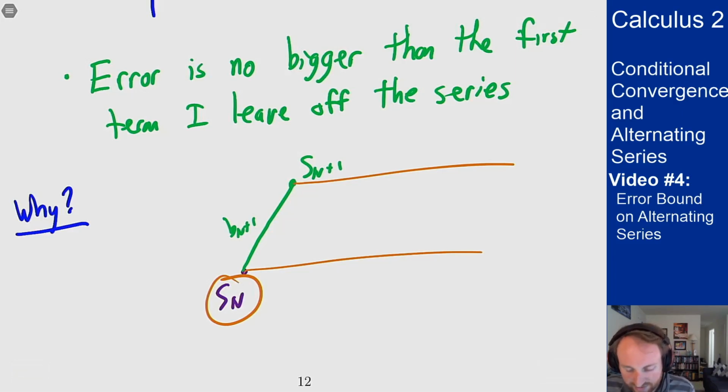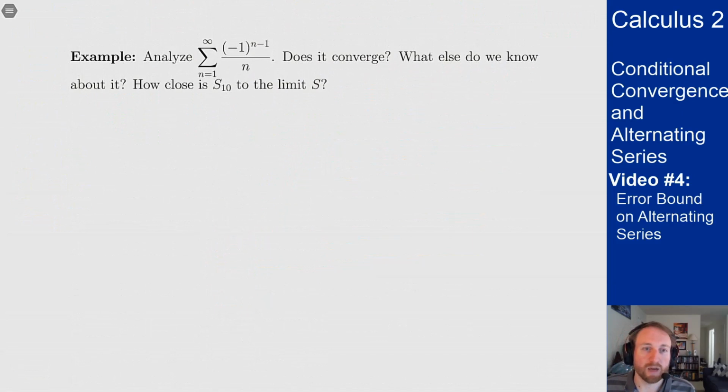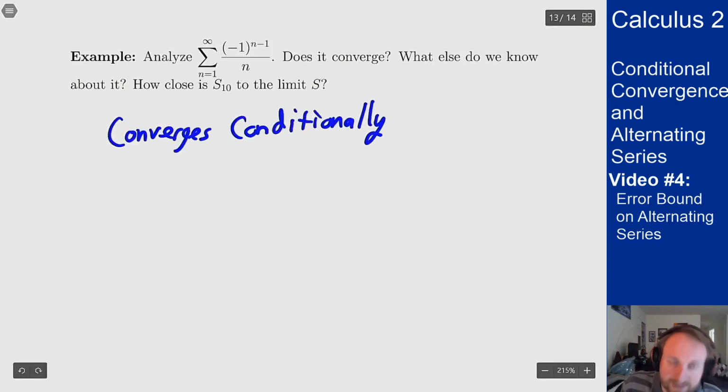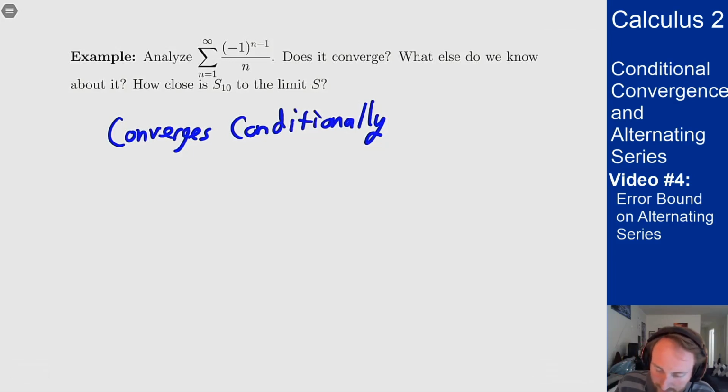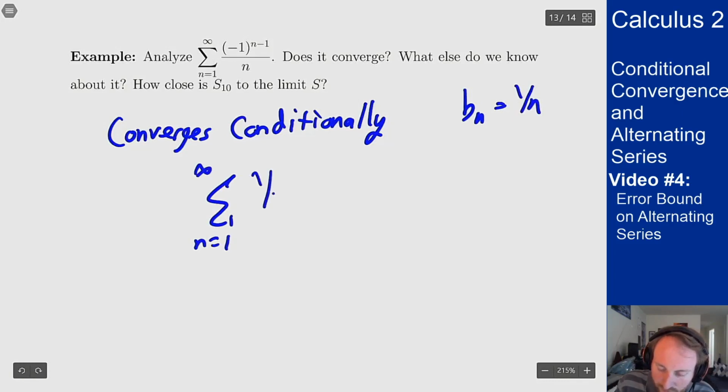How can we use this? Analyze this again, the conditionally convergent series that we had before. Does it converge? And what do we know about it? How close is S10 to the limit? Well, we know it converges conditionally. That example was in a previous video, right? The point being our Bn here is 1 over n, which is decreasing, positive, and going to 0. But the sum from n equals 1 to infinity of 1 over n, which is the absolute value series, is divergent.